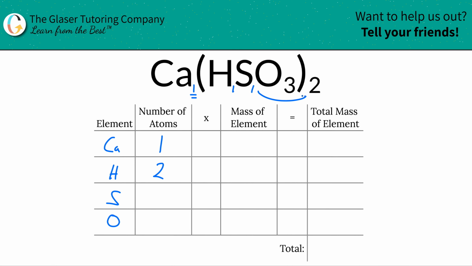All right. So same thing for sulfur. Sulfur is a 1, but then we have 2 of those polyatomics, so we'd have 2 sulfurs in total. We're multiplying, and then 3 oxygen in here, but then you got to take the 3 and multiply it by the 2, so that's 6 oxygen.